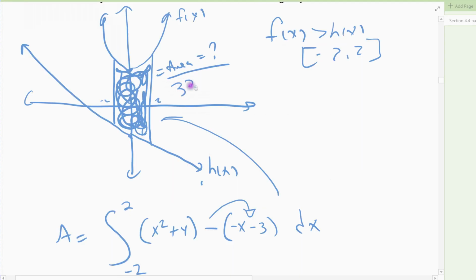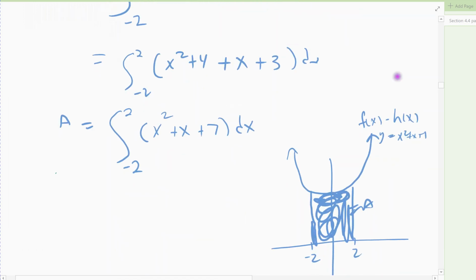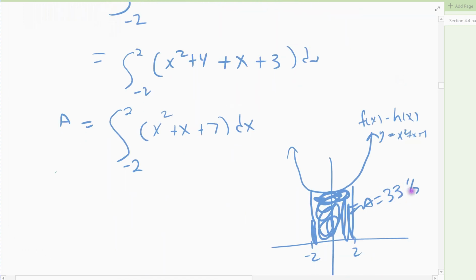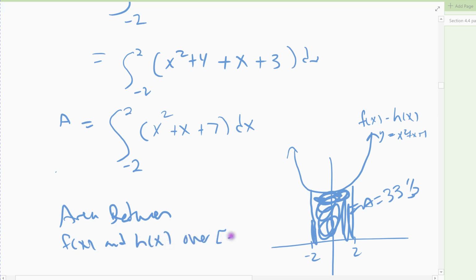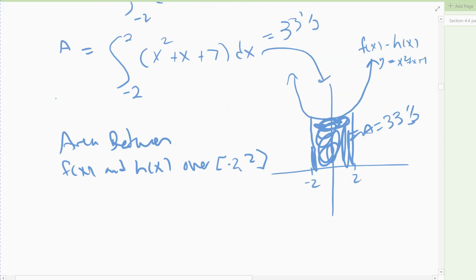That area is 33 and a third, which is exactly the same as this area, which we actually found was 33 and a third. And so the answer is the area between f of x and h of x over negative 2 to 2 is 33.33 repeating, 33 and a third. It's kind of unique, a nice thing that happens. And we'll practice this in more examples in the next videos.